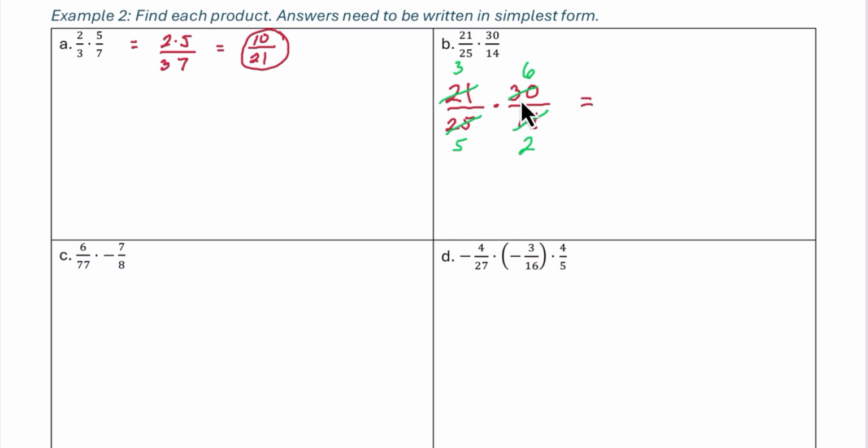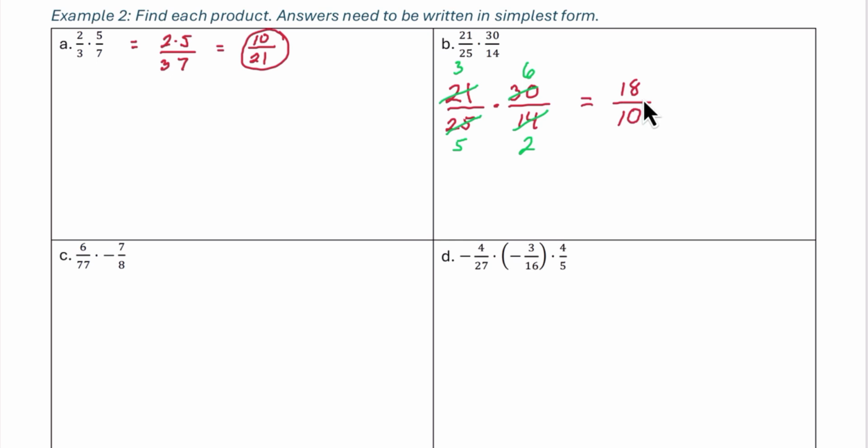Now when we multiply, in the numerator we have 3 times 6, which is 18, and in the denominator we have 5 times 2, which is 10. We're dealing with much smaller numbers, so it's a little bit easier to multiply as opposed to doing 21 times 30 and 25 times 14, which still works, but this way is a little bit easier because we're dealing with smaller numbers.